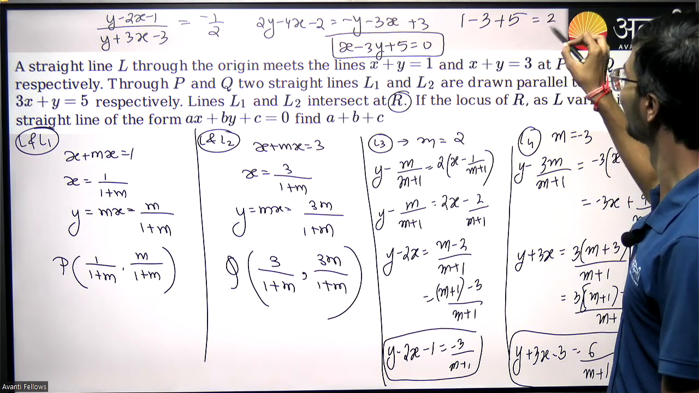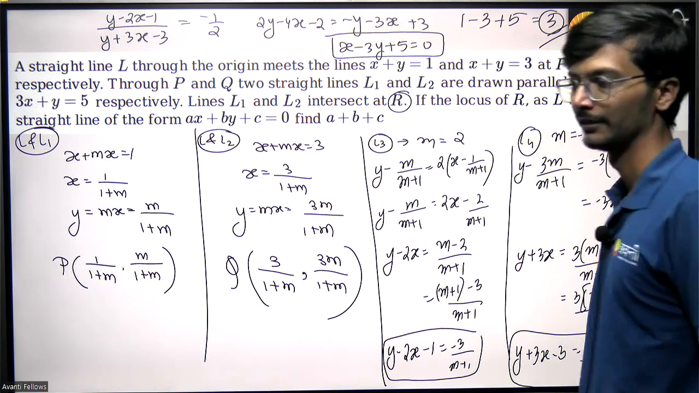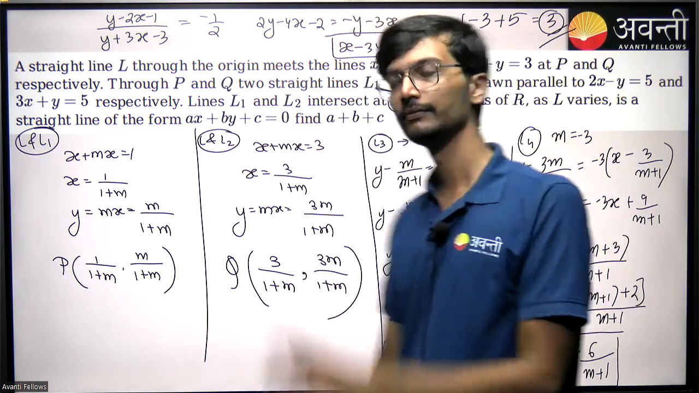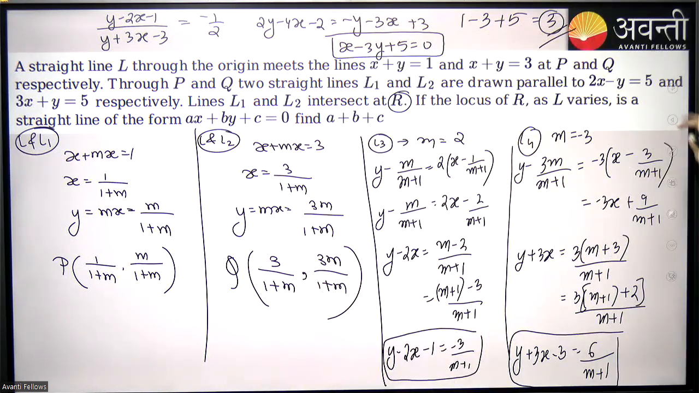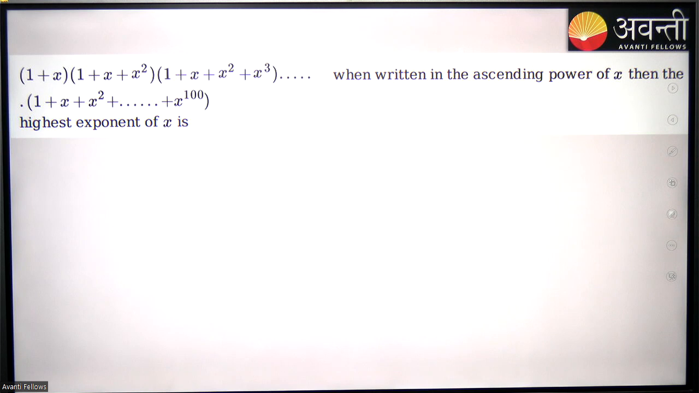So it will be 3. This is my answer. Correct? So a plus b plus c is 3. It was a lengthy sum, no doubt, but yeah, we'll have to solve it.